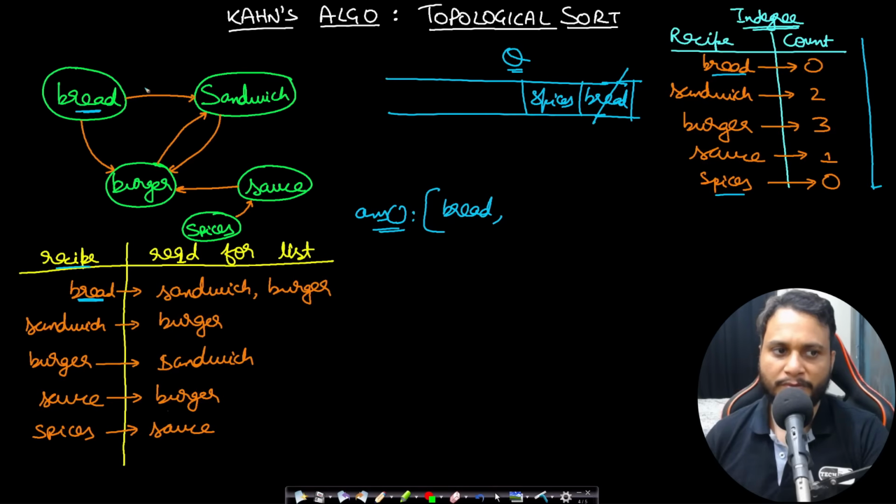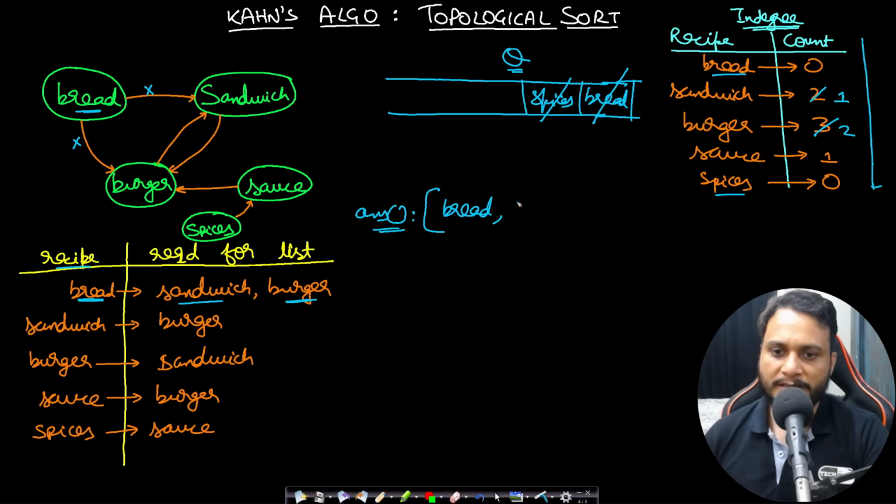Now if bread is removed, then the outgoing edges will be lost. So look at the outgoing edges. It is going to sandwich and burger. So if you remove bread, then the sandwich's in degree value will decrease by 1 and the burger's in degree value will decrease by 1. None of them actually reach 0, so they cannot be added back into the queue.